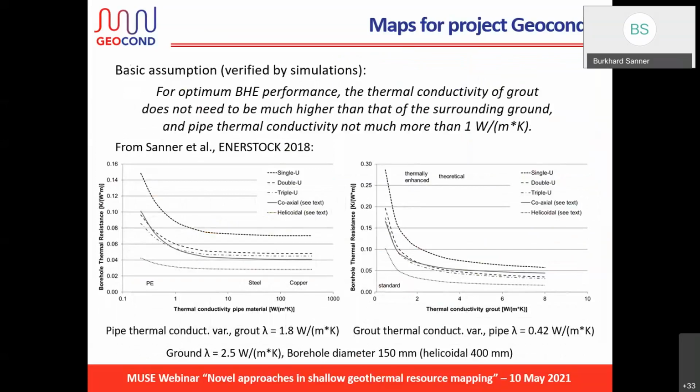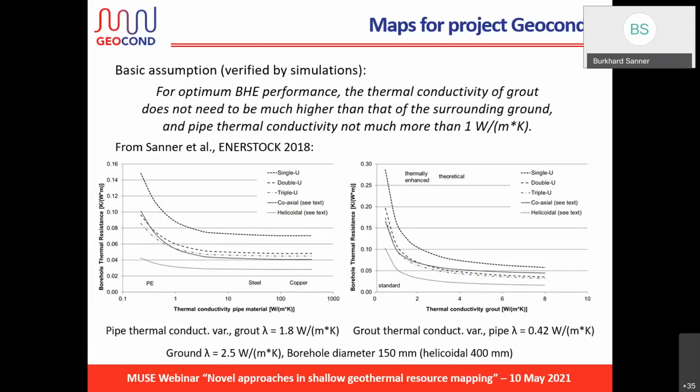To define where we wanted to go, we had some basic assumption, which was then also verified with simulations, and what I had verified quite some time ago already in earlier programs, projects. The point is that for the optimum borehole heat exchanger performance, the thermal conductivity of the grout does not need to be much higher than that of the surrounding ground. And the pipe thermal conductivity does not need to be much more than 1 watt per meter Kelvin.